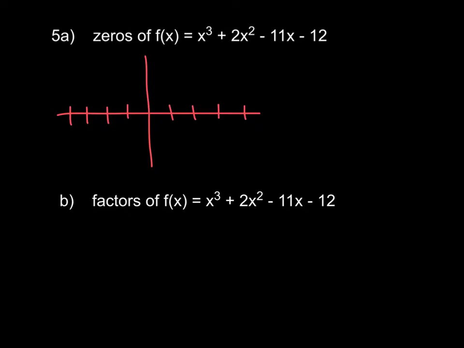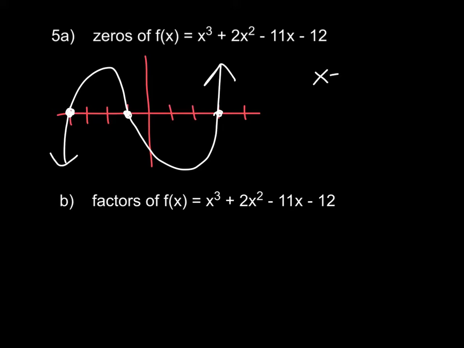So what we'll see is we have a function that crosses the x-axis at x equals -4, x equals -1, and at x equals 3. Okay, our function looks something like this. Okay, so our zeros would be x equals -4, x equals -1, and x equals 3.